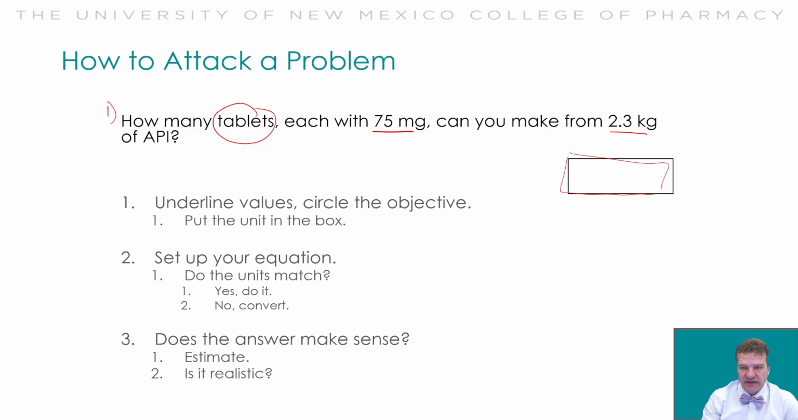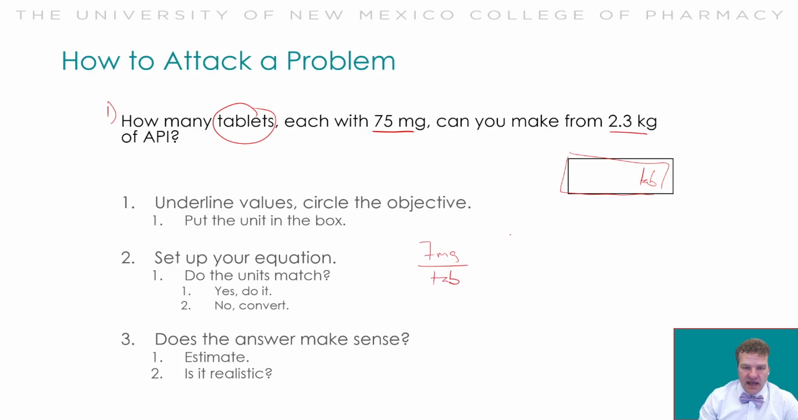Okay, so I've underlined the values, I've circled my objective, and I know what unit I'm looking for. I'm looking for tablets. So I'm going to go ahead and put that in the box. So when I come to write my number in, if I'm not in tablets, I know I've done something wrong. So next, let's set up our equation. Okay, so we know that the tablets each contain 75 milligrams. So 75 milligrams per tablet.